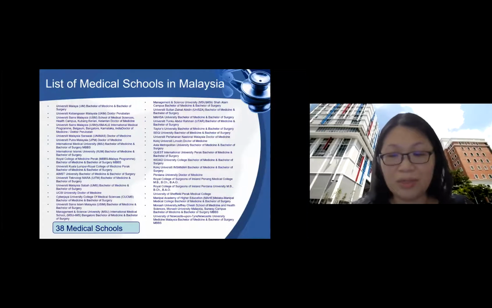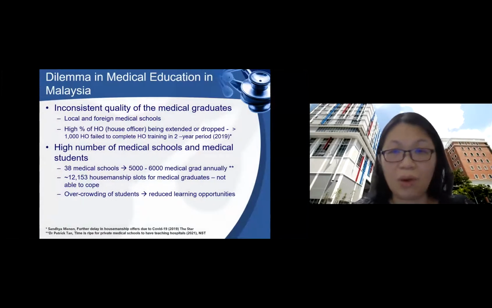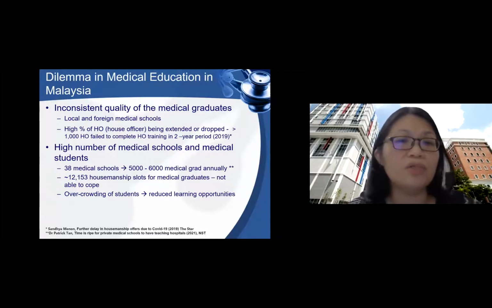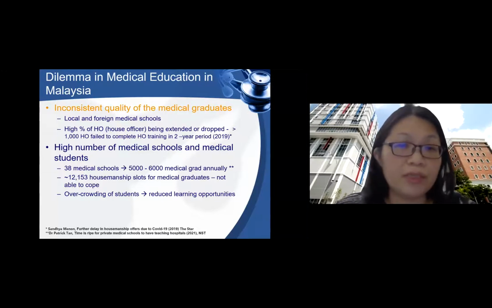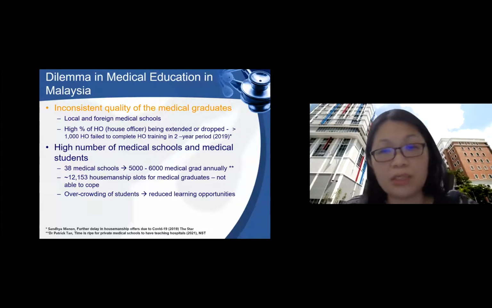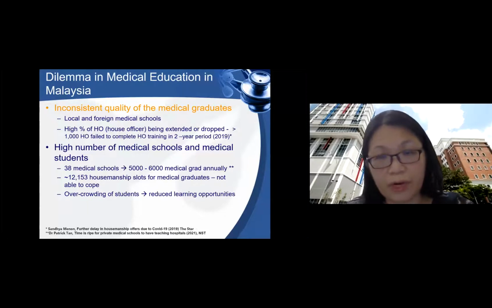So all these newly graduated students are actually facing some dilemma here, right? So what are the dilemmas that we have in our medical education in Malaysia? The first issue that we face is the inconsistent quality of the medical students, right?